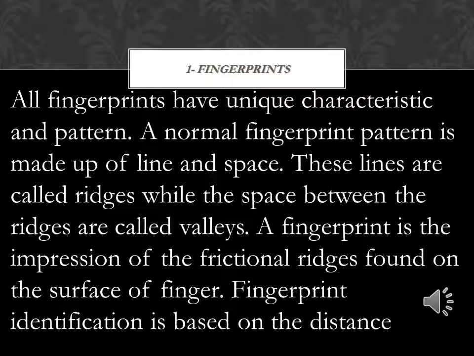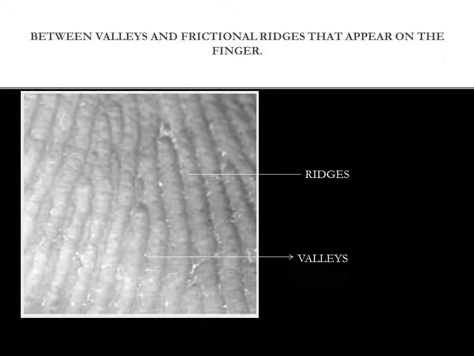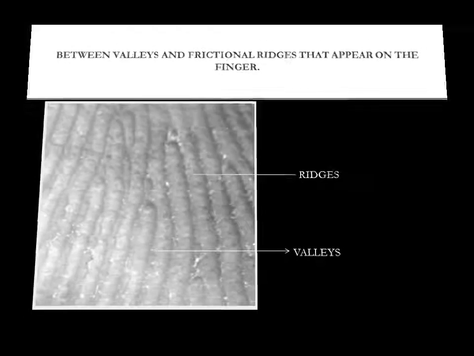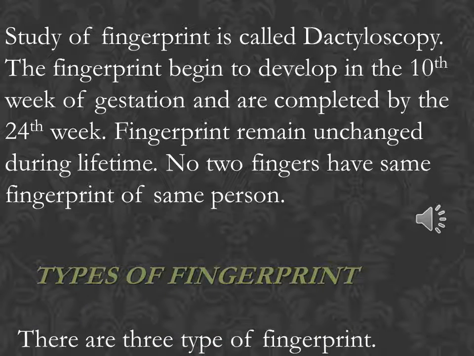Fingerprint identification is based on the distance between valleys and frictional ridges that appear on the finger. The study of fingerprints is called dactyloscopy. Fingerprints begin to develop in the 10th week of gestation and are completed by the 24th week. Fingerprints remain unchanged during lifetime. No two fingers of the same person have the same fingerprint.